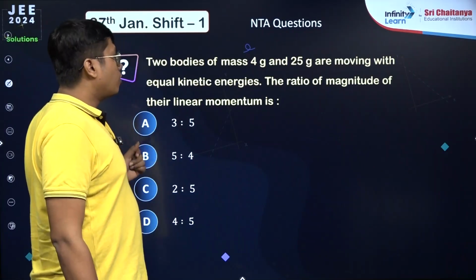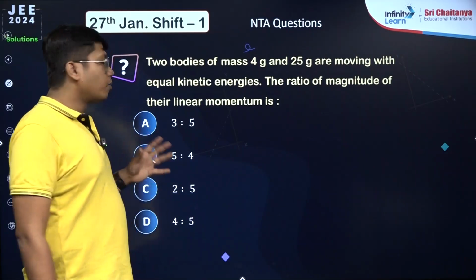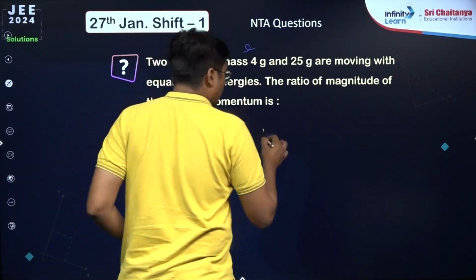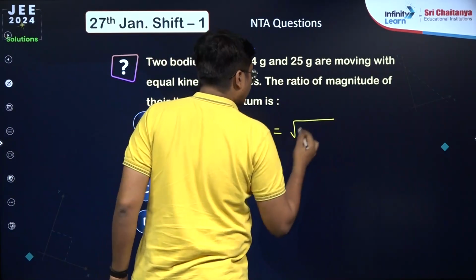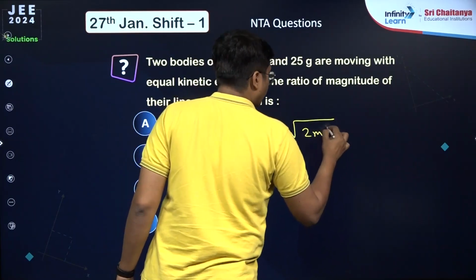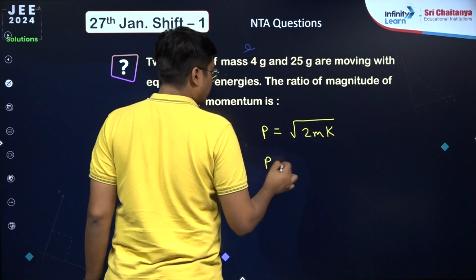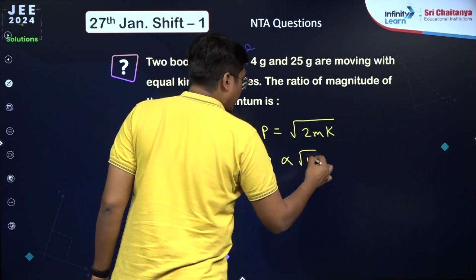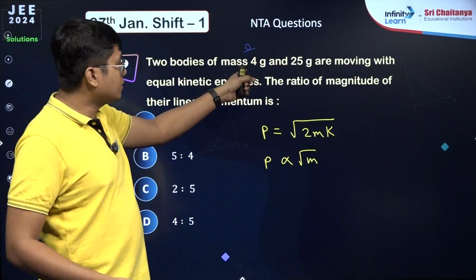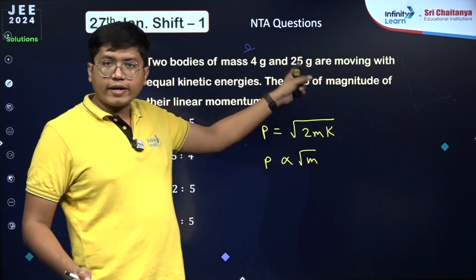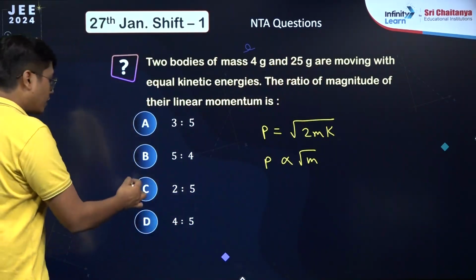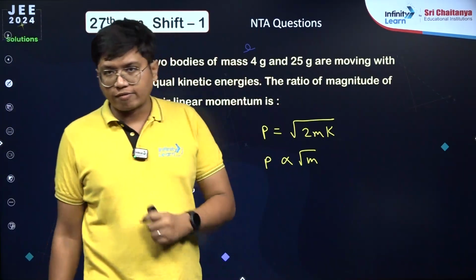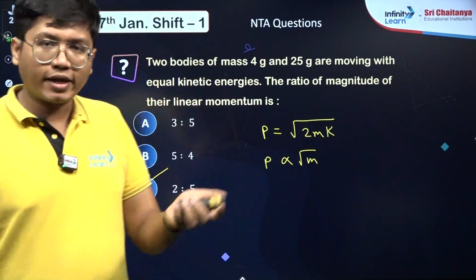Next question. Two bodies of mass 4 gram and 25 gram are moving with equal kinetic energies. The ratio of magnitude of their linear momentum is how much? So kinetic energy is same. We know P, momentum, is equal to root over 2mK, which means the momentum is proportional to root over of their mass. So if the masses are in the ratio of 4:25, root over of that will give you 2:5, because root of 4 is 2, root of 25 is 5. So you have the answer directly over there.